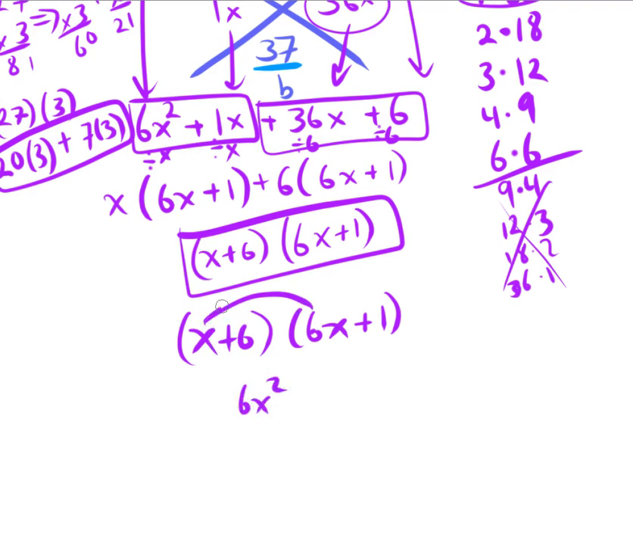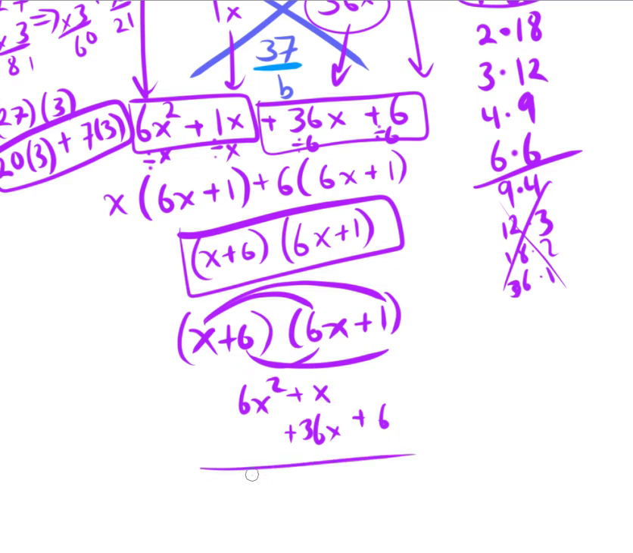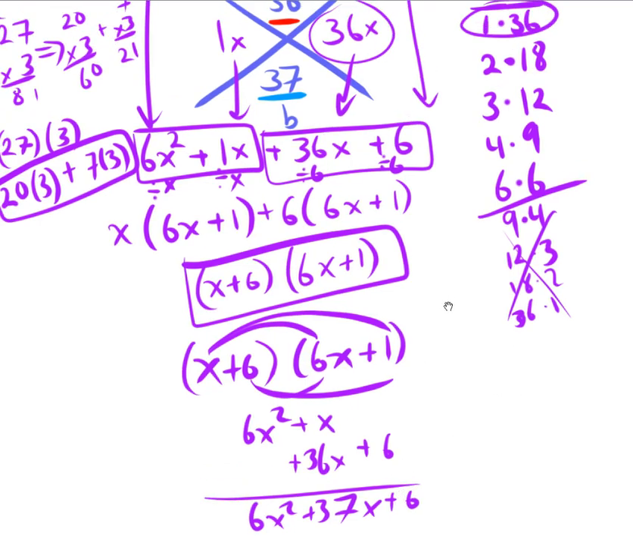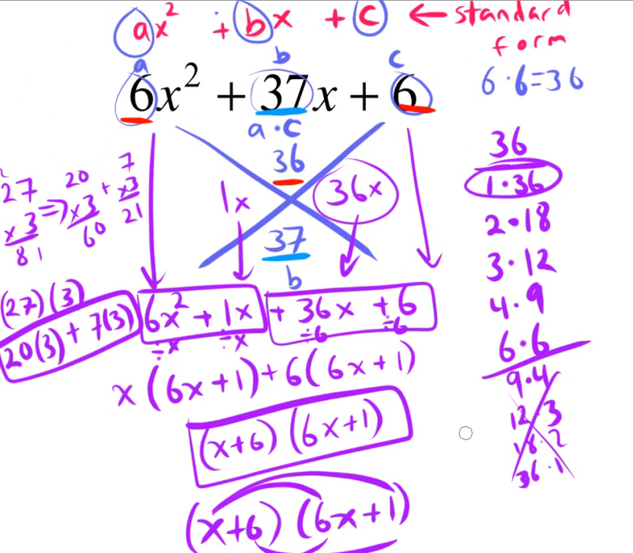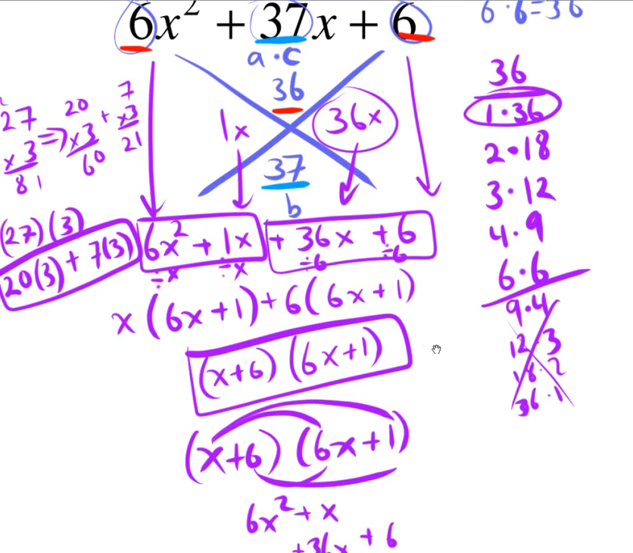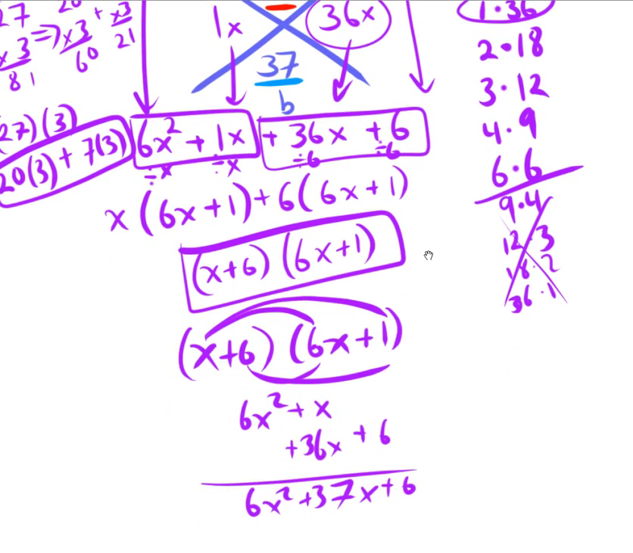squared, and x times 1 is plus x, right? Pardon me. And this 6 times 6x is going to be plus 36x, and this 6 times 1 is going to be plus 6. So I have 6x squared plus x plus 36x plus 6. I add these all together, and I get 6x squared plus 37x plus 6. And I see, does that add to my original thing, 6x squared plus 37x plus 6? Indeed, it is correct. And so I know I did it right, okay?